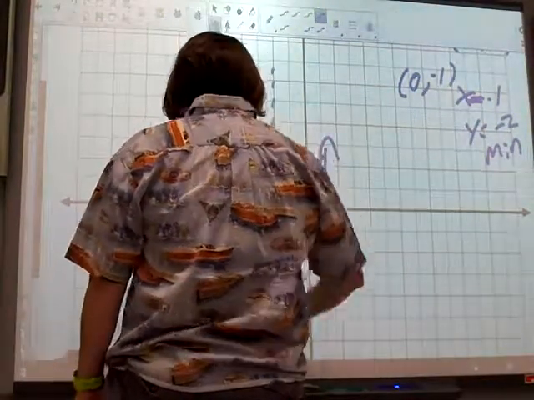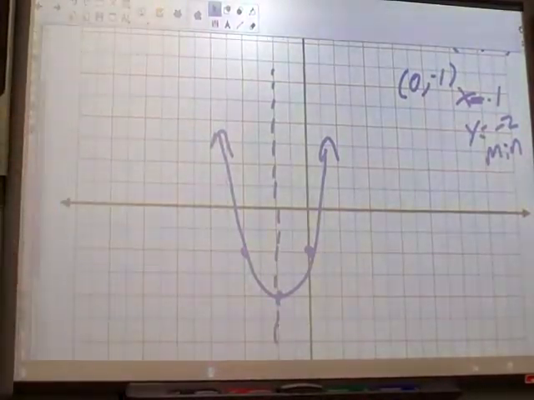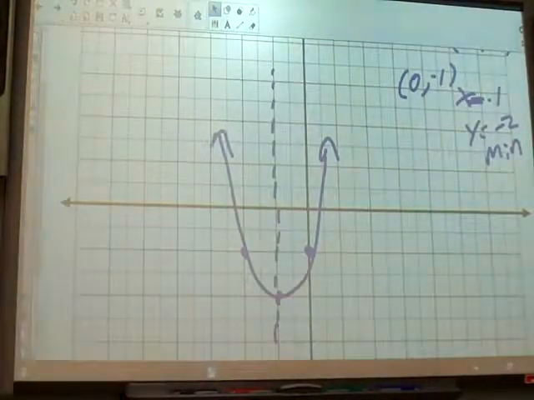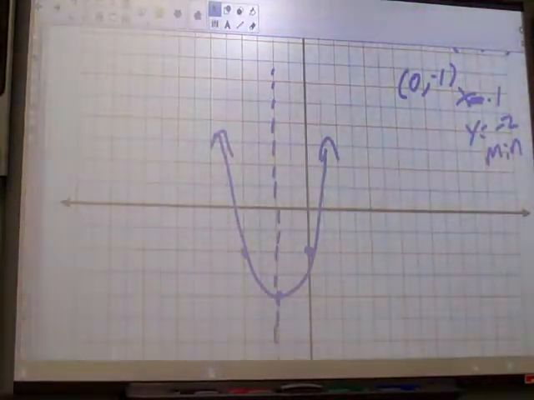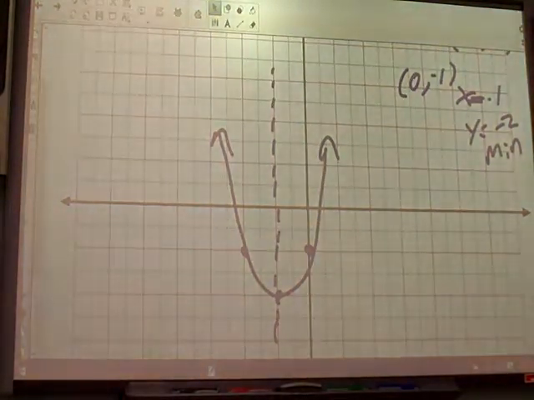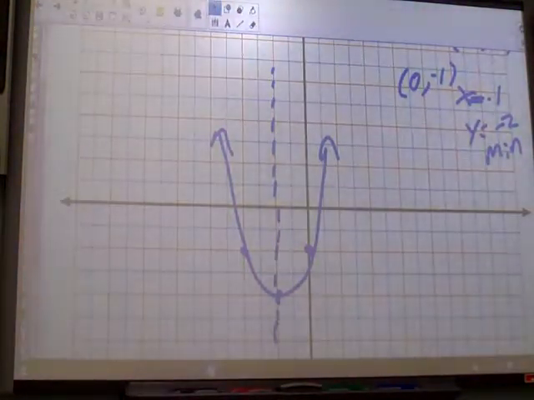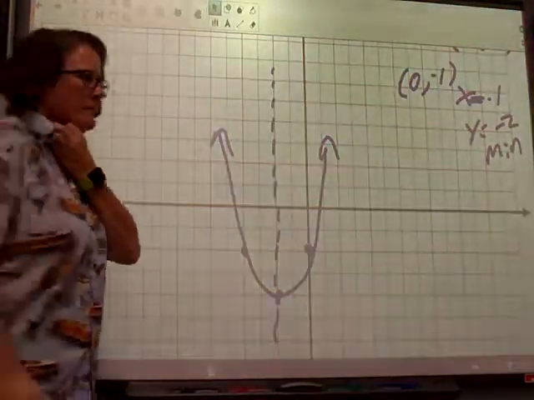Now, one thing that Lainey asked about, or A was 1. So what does that mean about wide or narrow? It's the same width as the parent function. It didn't get wider than the parent function. It didn't get more narrow. It's just normal, same width. Good job. Okay?